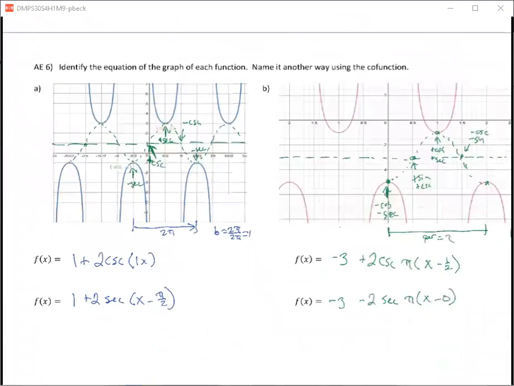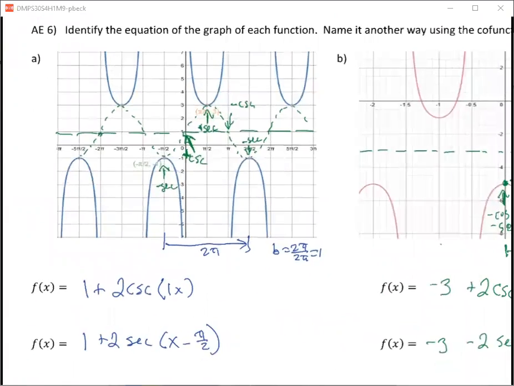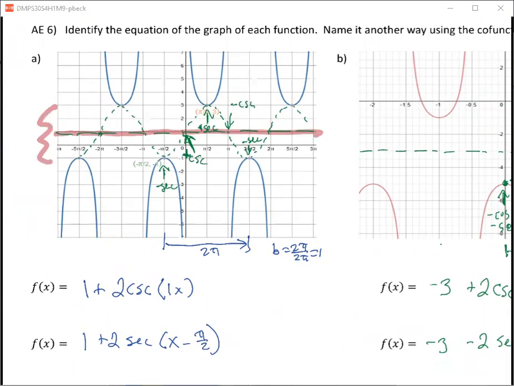Last but not least, what we're going to do is find the equation of the secant and the cosecant graph. The way we're going to do this is just like in graphing. We want to find our equilibrium first. So to find the equilibrium, we can average. What's the average of negative 1 and 3? Negative 1 plus 3 over 2 does equal 1.